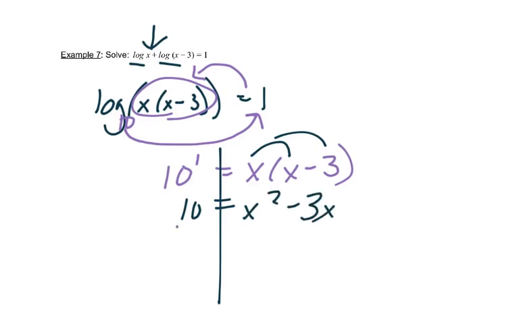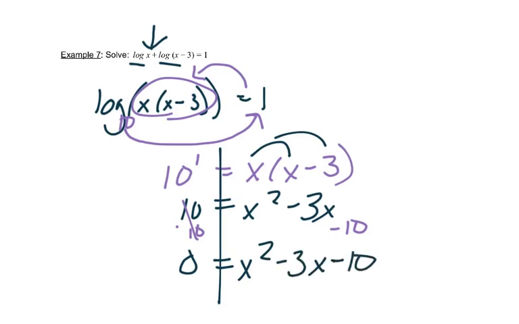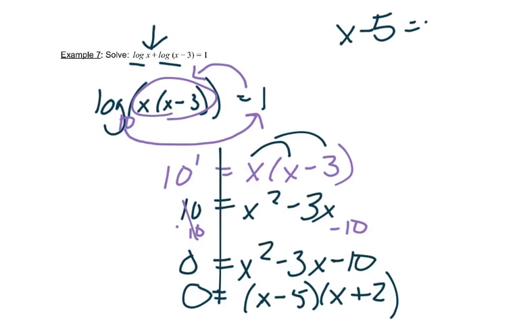And then we want to subtract this 10 from both sides because it's an x squared equation, so it needs to equal 0. And then we can factor this. It factors to x minus 5, x plus 2. Set each piece equal to 0 like we did in the last section, last chapter. And that gives us a 5 and a negative 2.